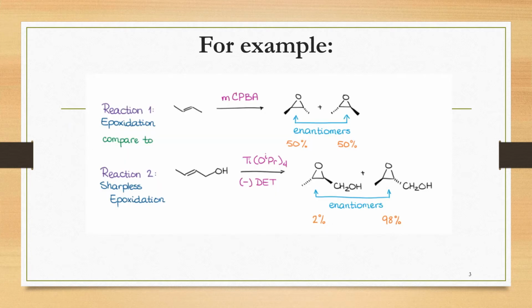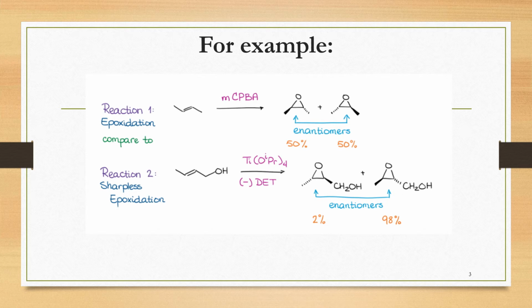In both reactions, oxidation of an alkene occurs, and in reaction 1, two stereoisomers are formed and they are enantiomers. The first reaction gives no preference to one stereoisomer or the other. So reaction 1 is not stereoselective, but the second one is more selective towards one isomer, because that isomer is formed to a larger extent than the other. You can see in the example that one is 98% and the other is 2%.